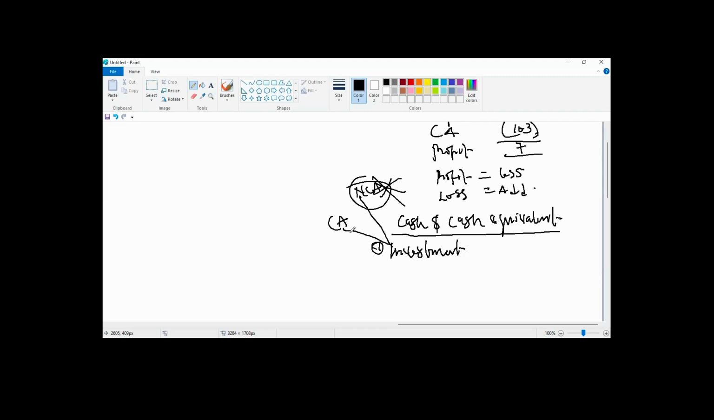Which is in the theory of the question I said to you. In the last 3 direct questions on cash flow, this thing was there for 5 marks.